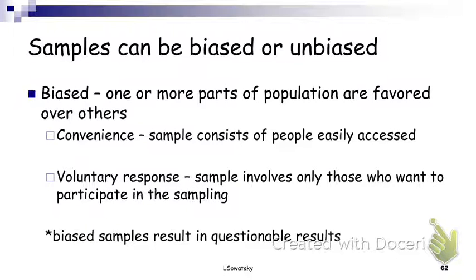Biased means that one or more parts of a population are favored over others. So if I wanted to make a prediction about, I think in the last section we talked about how many text messages that middle schoolers send. If I only asked 8th grade, that could be biased. I could get results that are biased because maybe 8th graders send more texts than maybe a 6th grader would. Maybe they have more access to phones.